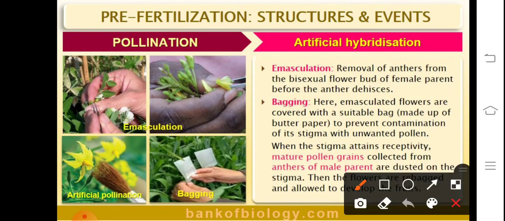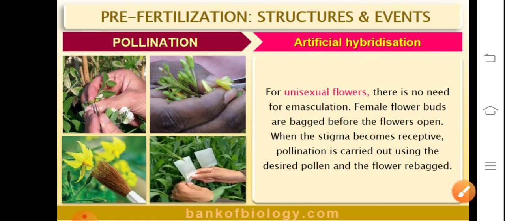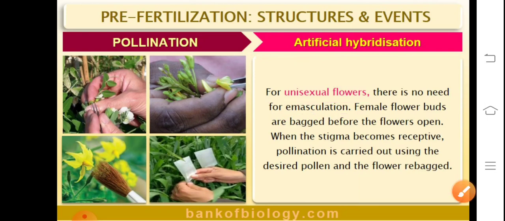Artificial hybridization employs the technique of emasculation, bagging, and tagging, and then dusting the pollen grains from the male plant of our interest. In case of unisexual flowers, there is no need of emasculation as the male flowers are different from the female flowers. And female flower buds are bagged before the flowers open. When the stigma becomes receptive, the pollination will be carried out using desired pollen.